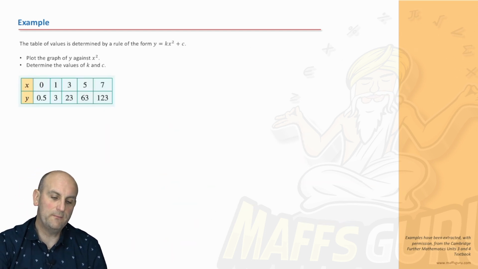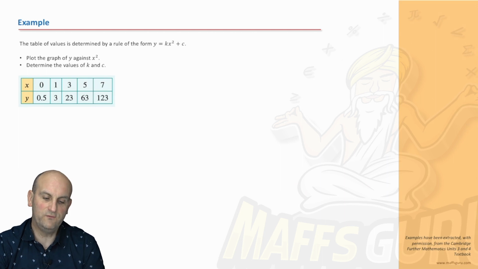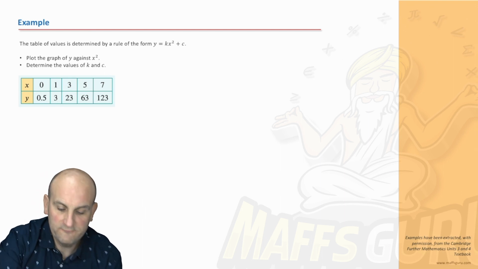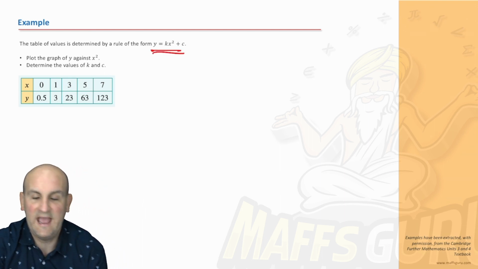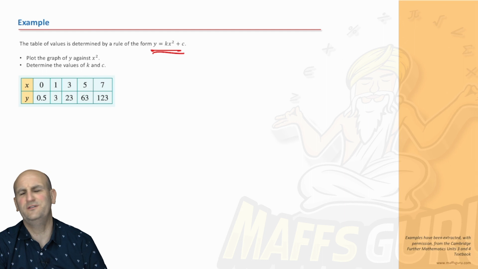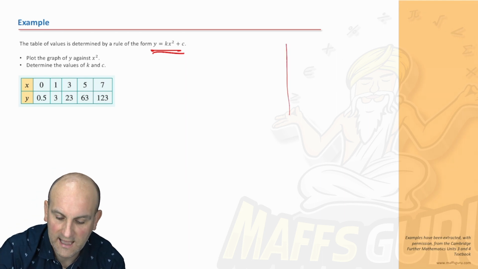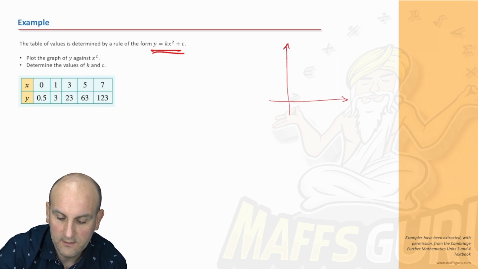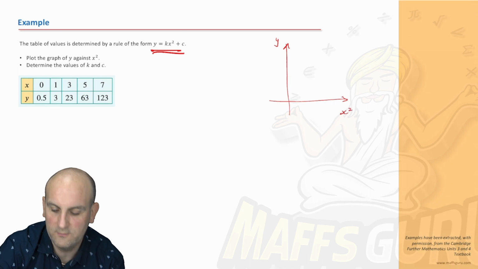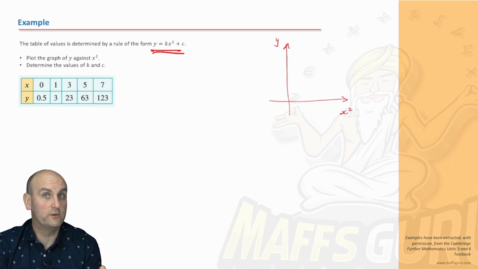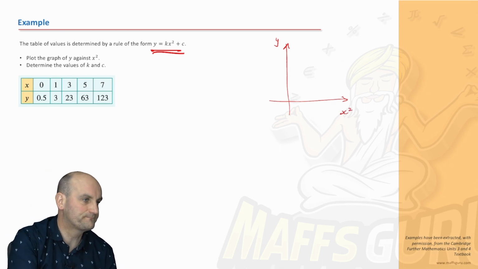Here we go, here's another example. The table of values determine the rule, giving y equals kx squared plus c. Plot the graph. Now, they've given me the hint of what I actually have to do with my data. Whereas before they said do x squared, do x cubed, they're actually telling you that the equation has some relationship between y and x squared. All right, so there's my y value, and I've got to do my x squared. So that's what I'm going to use to help me do my graph.